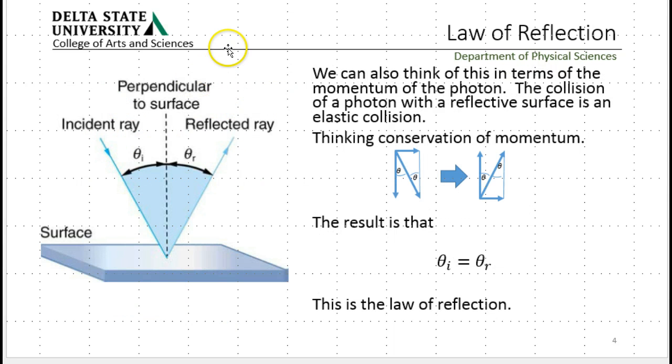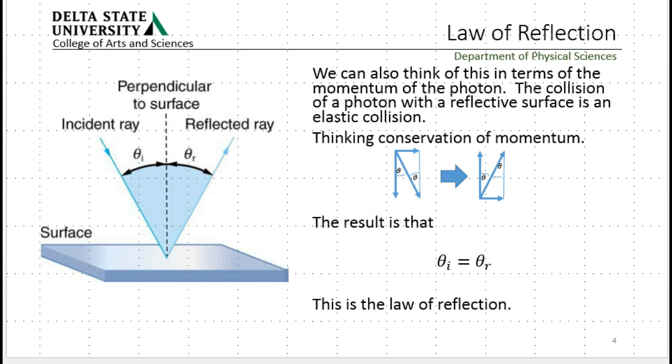Another way to think of this is in terms of the conservation of momentum. A reflection off of the surface by a photon basically means the collision is elastic, right? Since the collision is elastic, the x component of the velocity of both of them has to be the same, and the y component simply reverses itself. Alright, those are equal.